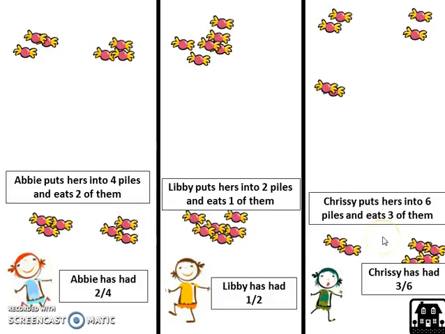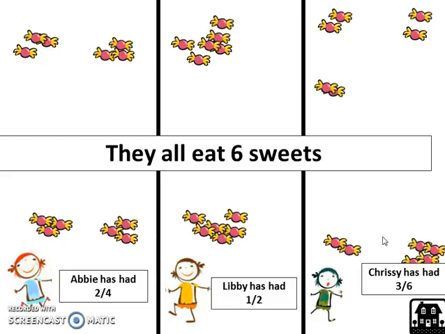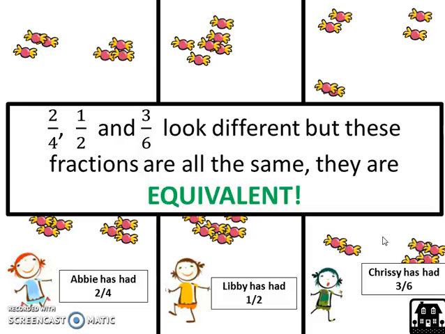Let's have a look at how many lollies they've each got. They've got 6 each. So even though these fractions look different, we call them equivalent because they're talking about the same amount. So when we started off with 12, 2 out of 4 meant we had 6, 1 out of 2 meant we had 6 lollies, and 3 out of 6 meant we had 6 lollies. So they are all equivalent, they all equal one another.